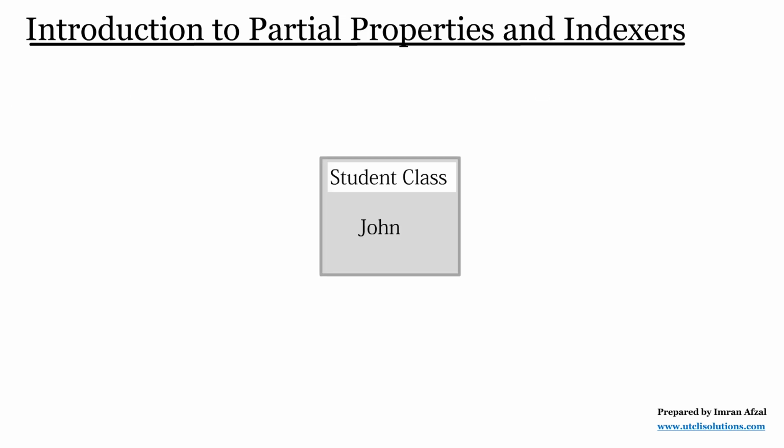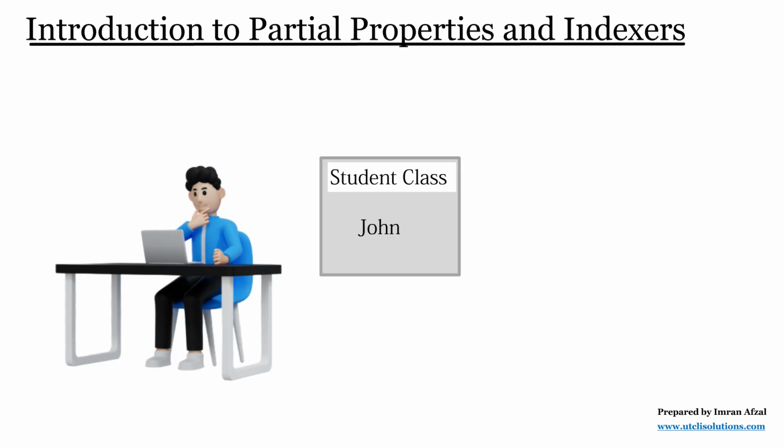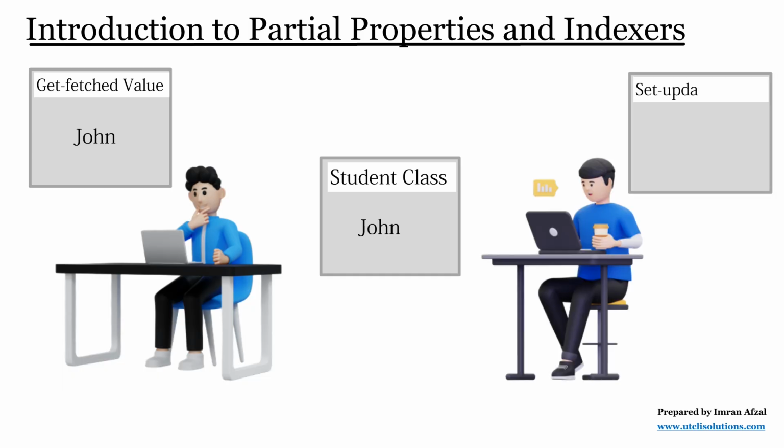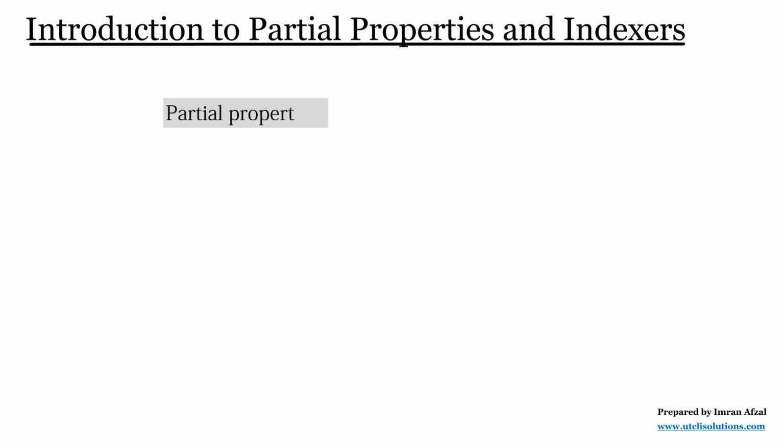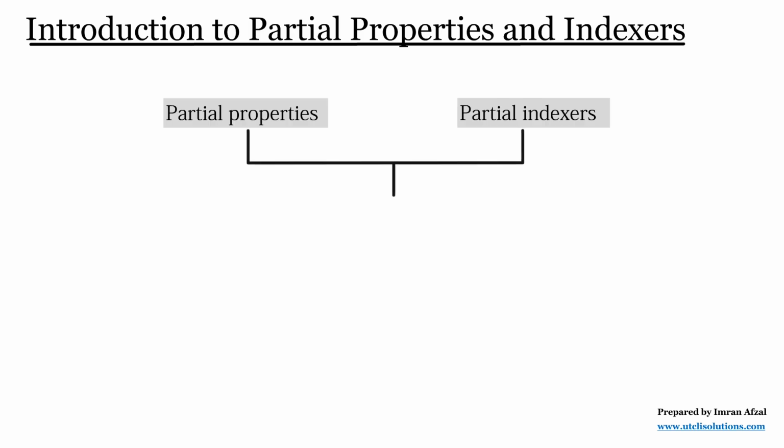For example, one developer might want to control how a value is fetched from the class, and another might work on how the value is set or updated. With partial indexers, both developers can do their parts in different files, and C Sharp will treat it as one complete feature. This helps keep the project clean, avoids mistakes, and makes teamwork easier, especially in big projects or auto-generated code.